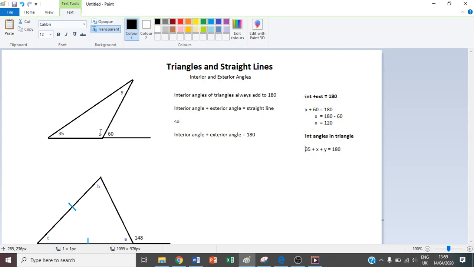Right? I know what x is, so I can go ahead and substitute its value into this. So I'm just going to copy everything from above, but I'm going to replace x with its value, which is 120. So 120. And I can go ahead and simplify and solve that. 35 plus 120 is 155 plus y equals 180. So getting y on its own, y equals 180 is there first. And it was plus 155, so now I'm going to minus 155, and that's going to give me y equals 25.